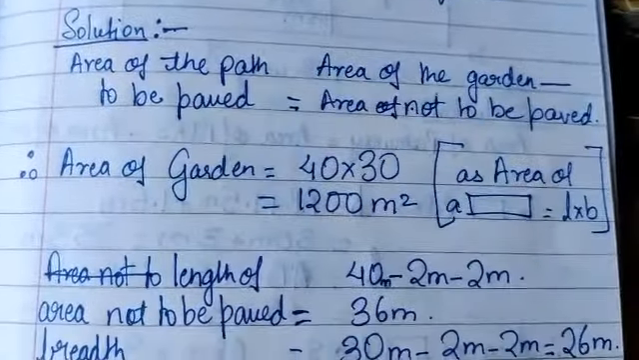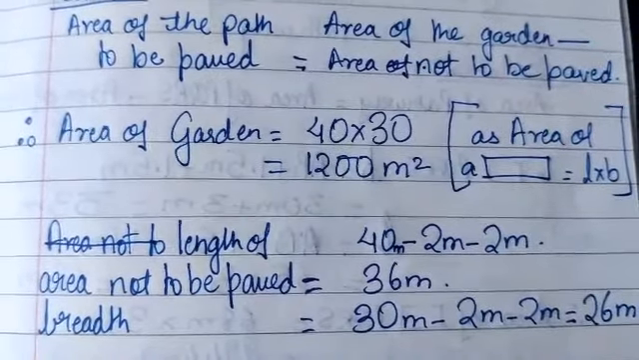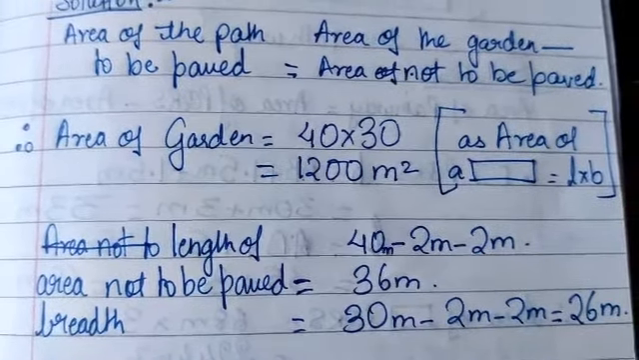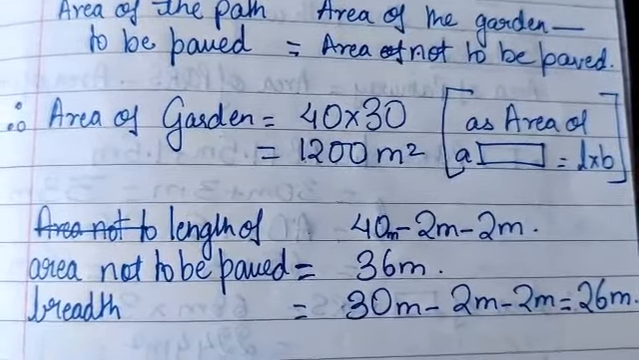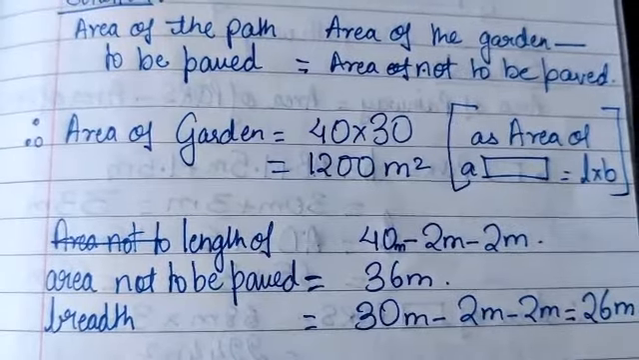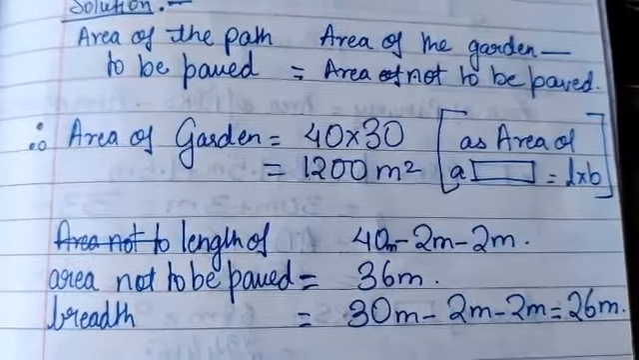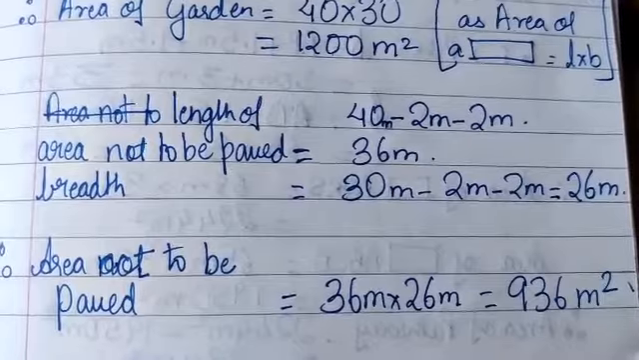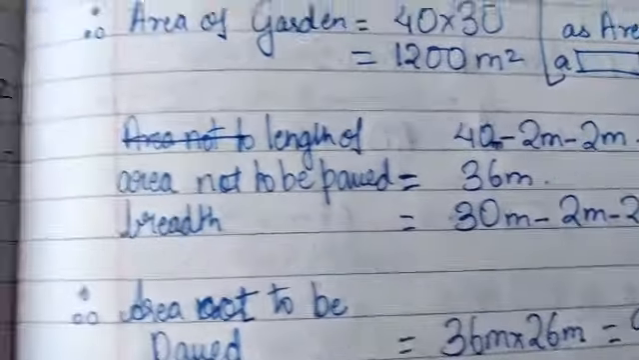So the length of the area not to be paved will be 40 minus 4 meter, that is 36 meters. Same thing with the breadth, which will be 30 meters minus 2 meter and 2 meter, which gives us 26 meters for the breadth of the inside rectangle, which is not to be paved. So area not to be paved will be 36 meters into 26 meters, that is 936 meter square.